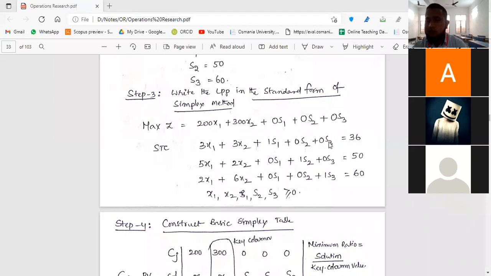0 into S2 is 0. 0 into S3 is 0 only. So this equation's total shape is not changed. It remains the same. You might be seeing more terms, but the value and the original equation are the same. Likewise, 5x1 plus 2x2 plus S2 is equal to 50. You have added 0S1 and 0S3. And likewise, 2x1 plus 6x2 plus S3 is equal to 60, with 0S1 plus 0S2.